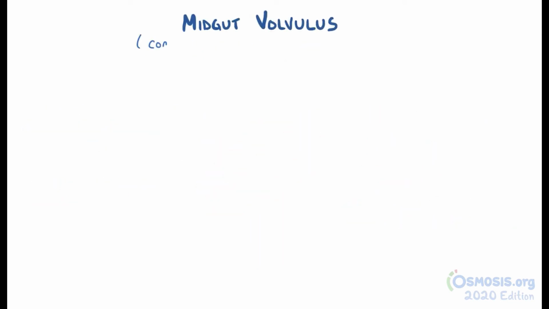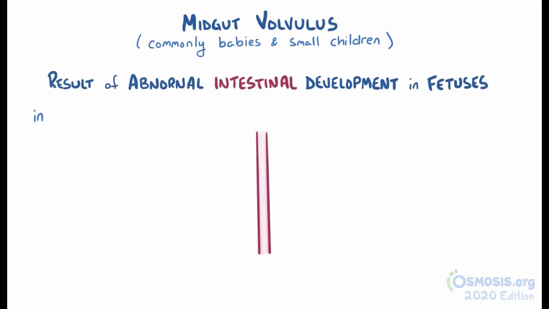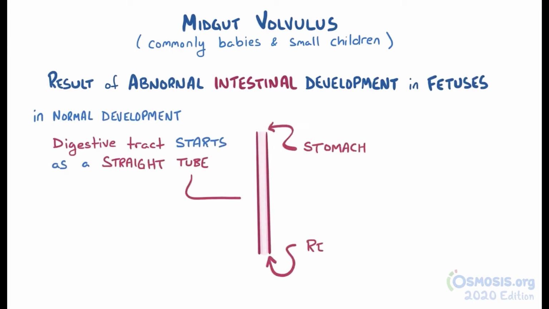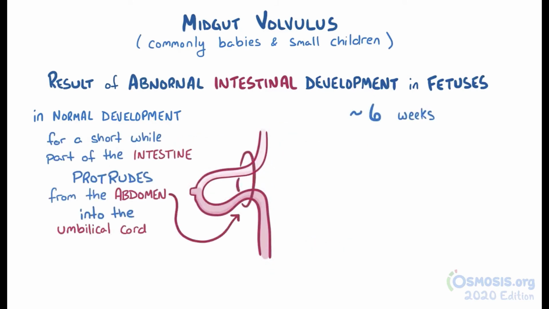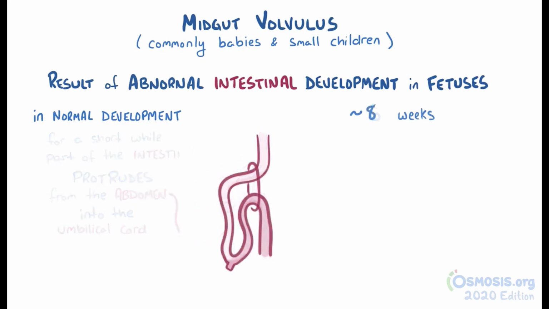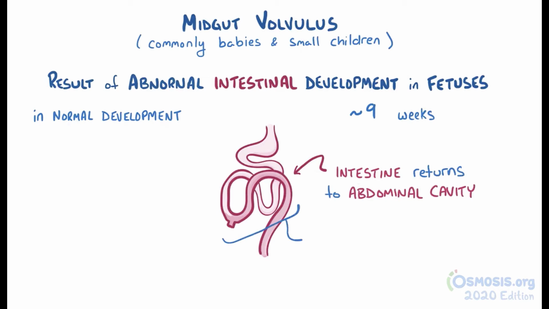Midgut volvulus is most commonly found in babies and small children, and is the result of abnormal intestinal development in fetuses. In normal fetal development, the digestive tract starts as a straight tube from the stomach to the rectum. For a little while, a part of the intestine protrudes from the abdomen into the umbilical cord. Once the fetus reaches around 10 weeks, though, the intestine pulls back out of the umbilical cord and returns to the abdominal cavity and makes two turns, so that it's no longer a straight tube.